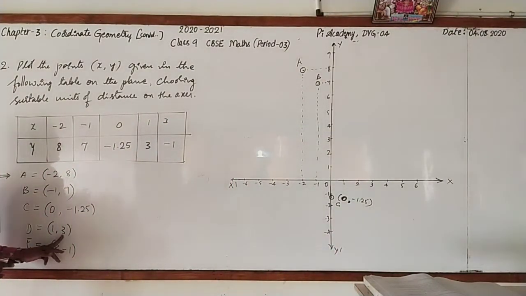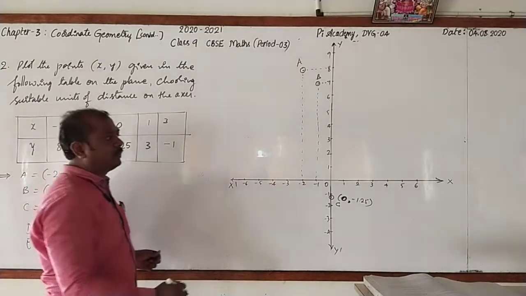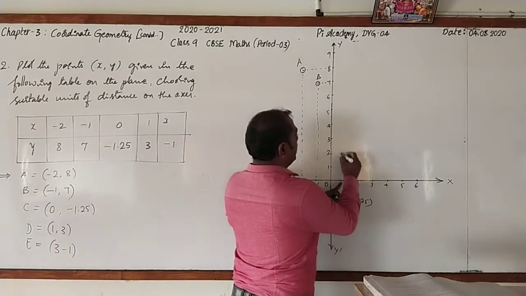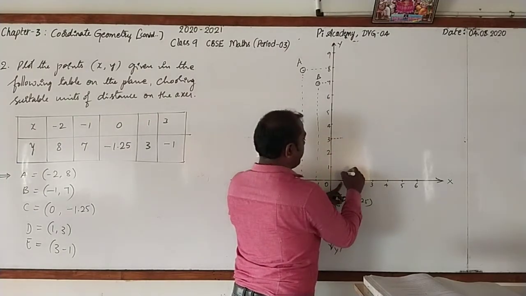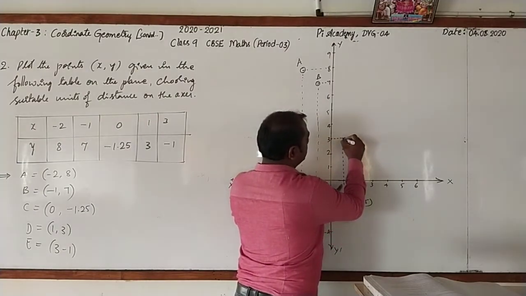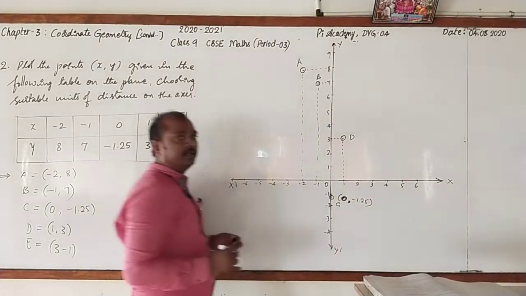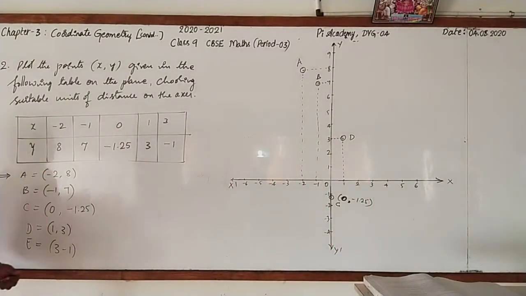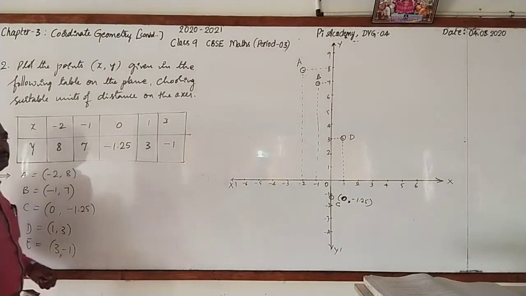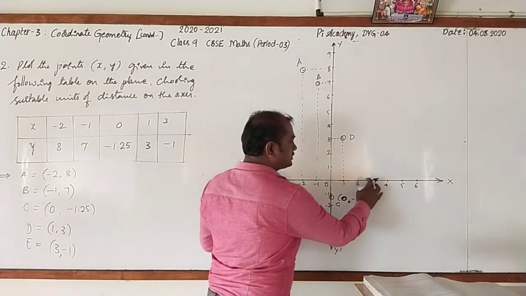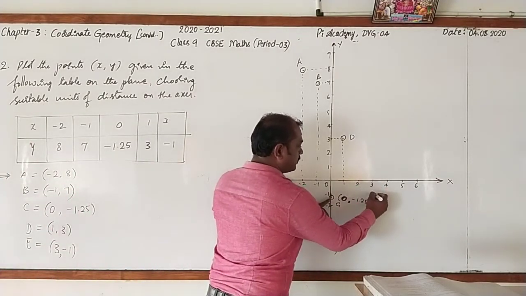1 and 3. See that. The lines will intersect at this point. D. Next, E. E is (3, -1). X is 3. Y is minus 1.